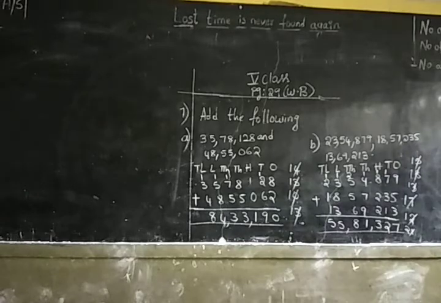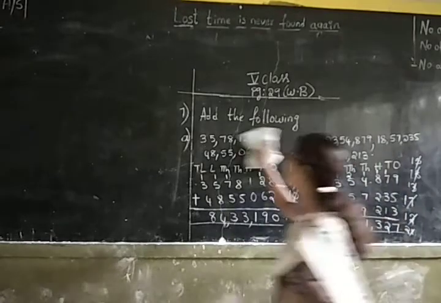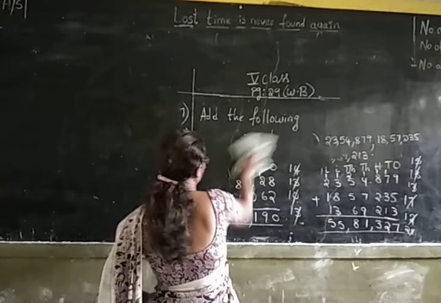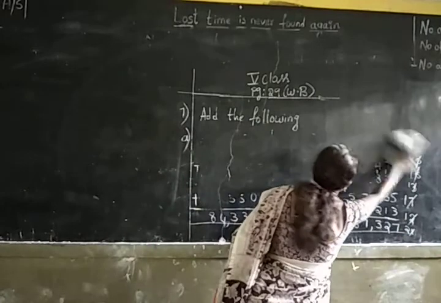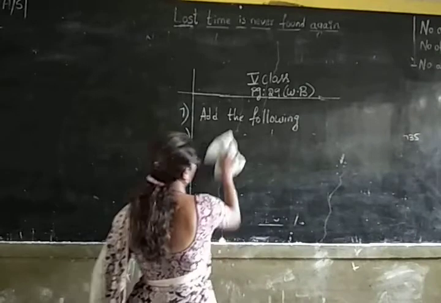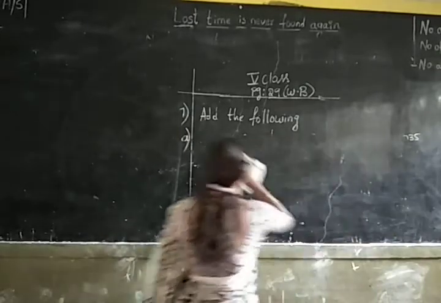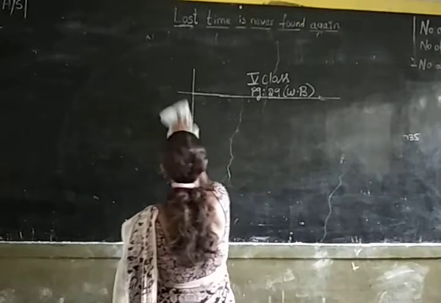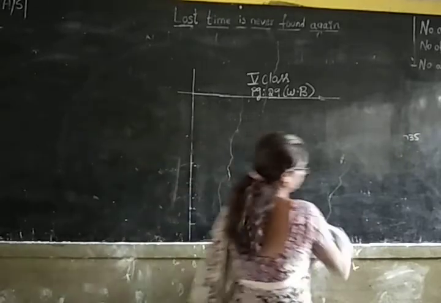Okay, children. Now, I have done AB sums in 7th question. You do the C question for homework. Okay. Now, let us do the 8th sum.